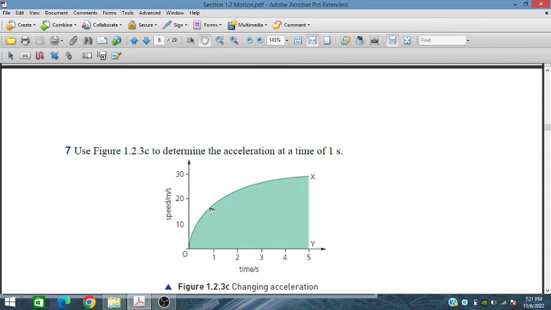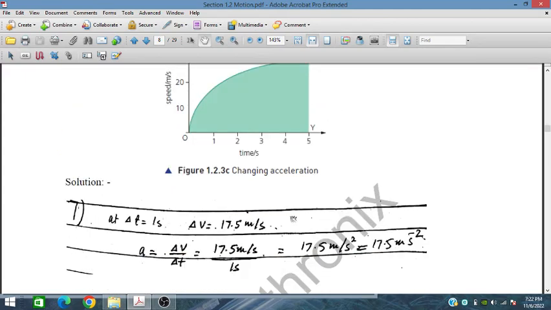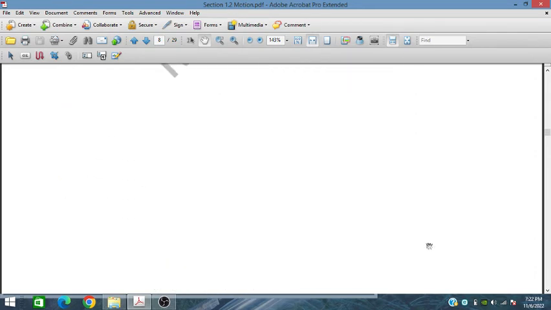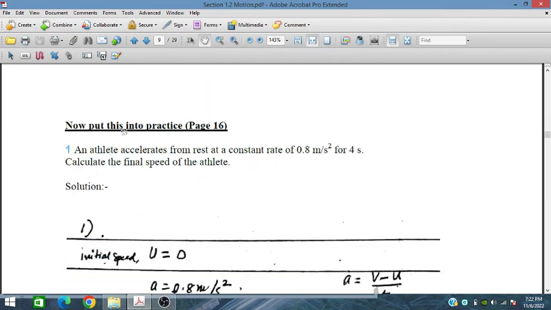So at a time of 1 second, acceleration is basically the point where we find the change in speed. So at this 1 second, we have delta V is 17.5 meters per second. At t equal to 1 second, this is 17.5 meters per second. So delta V divided by delta T is 17.5 meters per second. Now put this into practice.